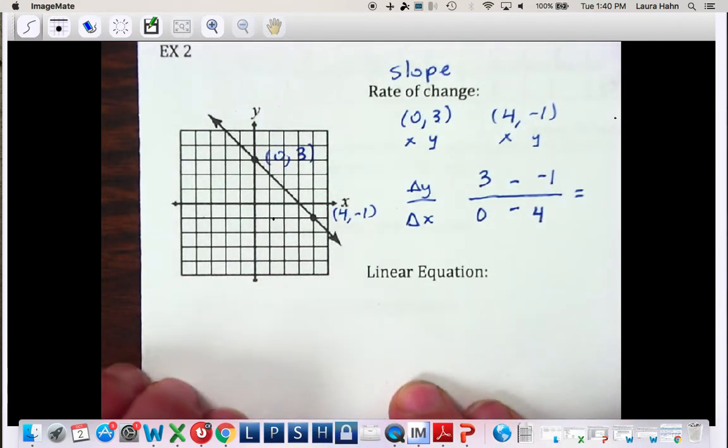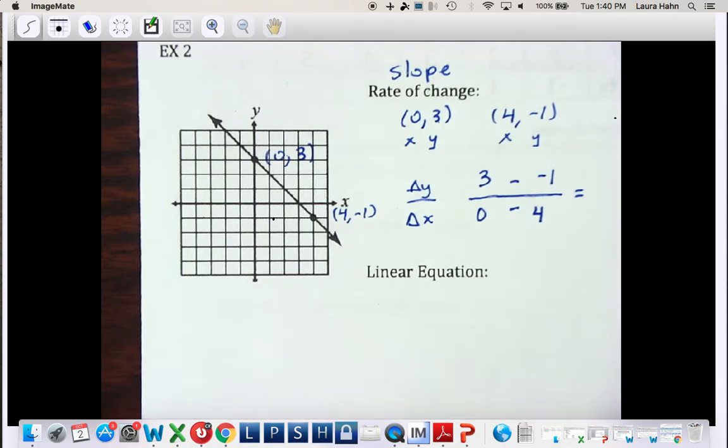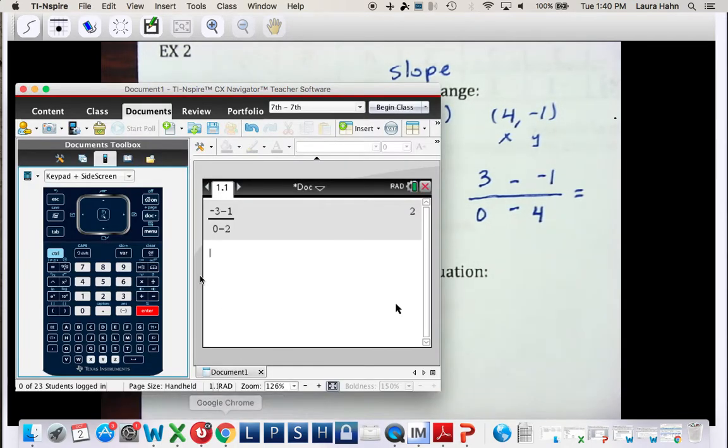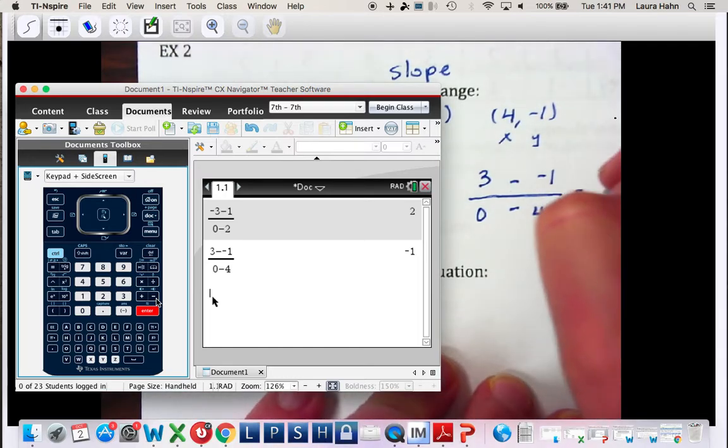All right, so from here you can do the calculations on your own, but make sure you always check yourself by typing in the calculator exactly as you see it. So on top we had 3 minus -1. On the bottom we have 0 minus 4. That came out to be -1.